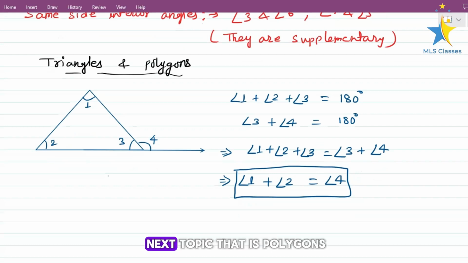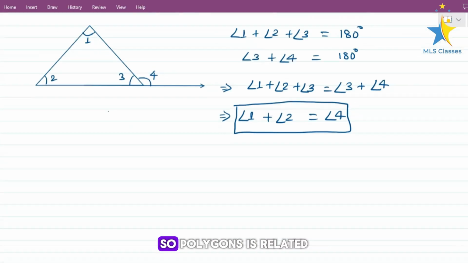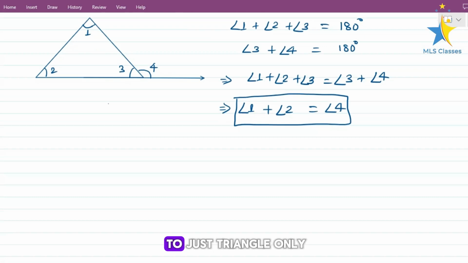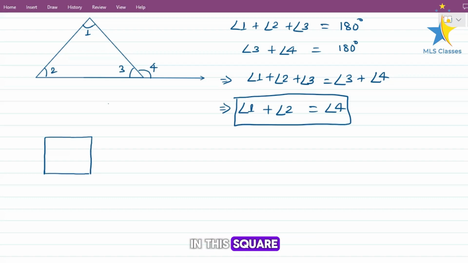Now moving on to the next topic, that is polygons. Polygons are related to triangles only. So if we have a square, suppose this is a square. In this square, you can see using one vertex at a time, we will use only one vertex. Then how many triangles can we generate? So you can see only two.